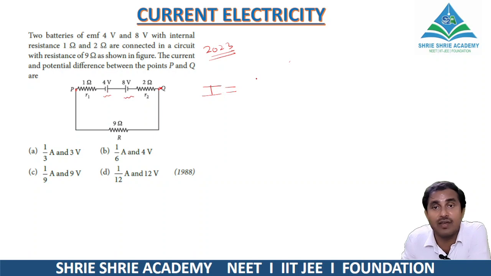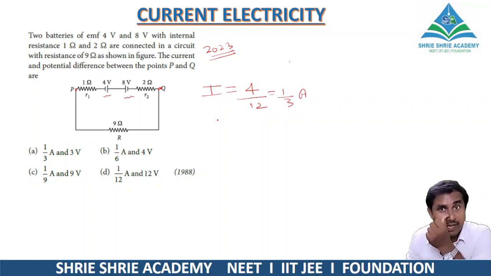Wrongly connected, so the effective EMF is not to be added, it is to be subtracted. So effective EMF is 4, and total resistance you will see 2 plus 1, 3, 3 plus 9, 12. Because all the resistances are in series connection, we get 1 by 3 ampere. Potential difference between P and Q you have to find out. You can apply Kirchhoff's law from P to Q, but it is not needed. Directly you know that P and Q are in parallel, so they will have the same voltage. So you can go to the second part to find the potential difference.